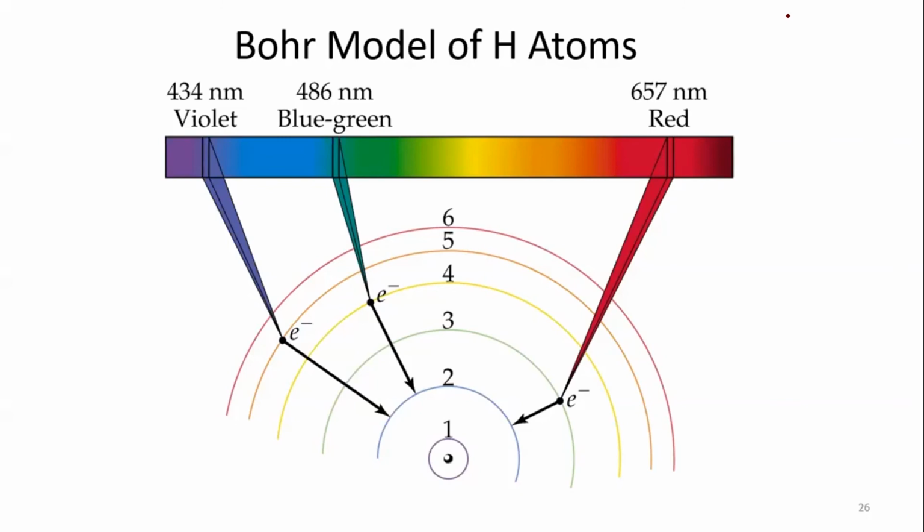The next one will be from orbit 6 to orbit 2, and that one is going to be slightly more energetic than the one we're showing here in the violet range. I don't have it in here, but the idea is that the Bohr model predicts that you can have these line spectra due to the transitions of electrons as they move from one excited orbit down to a less excited one. And mathematically, you can even calculate what the wavelength is going to be.